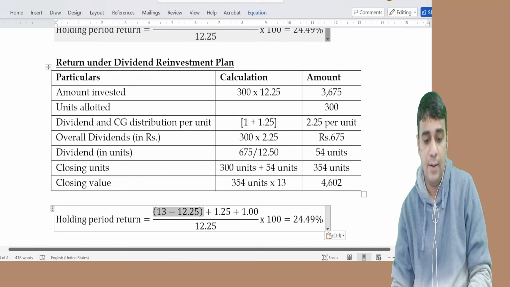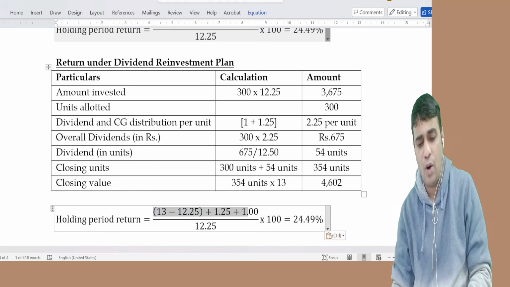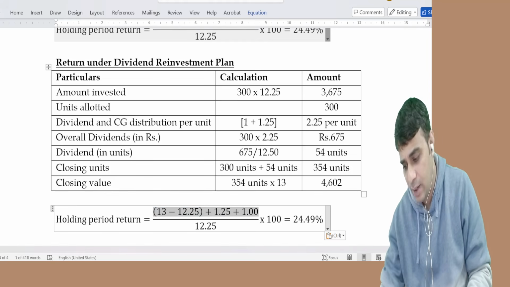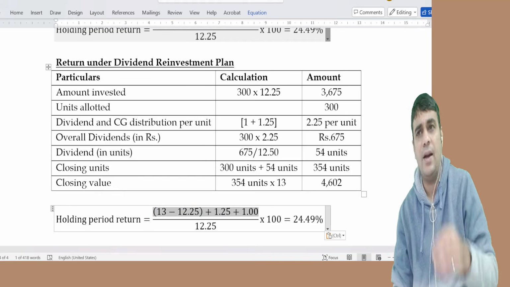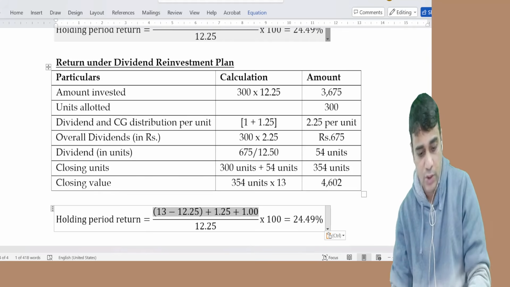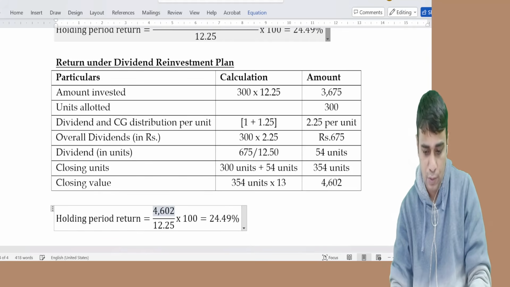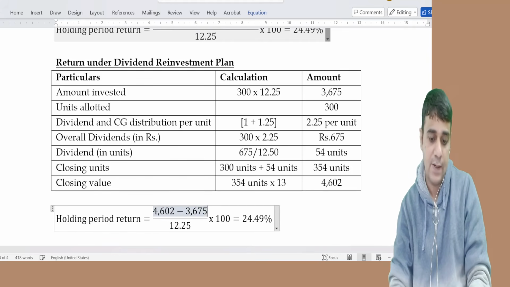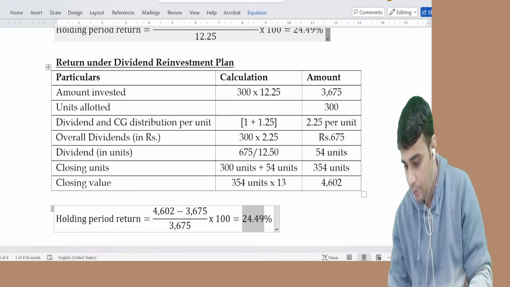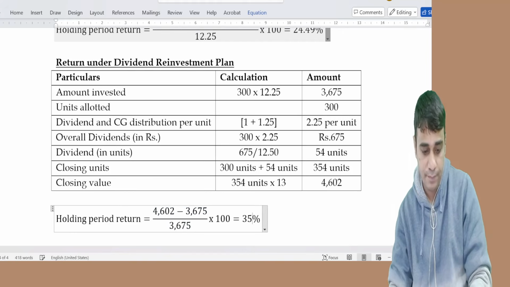Holding period return. You know the formula: what I get back minus what I give, divided by what I give, into 100. Technically the formula is closing value minus opening value, divided by opening value, into 100. Closing is 4602, opening is 3675. The answer is 25.